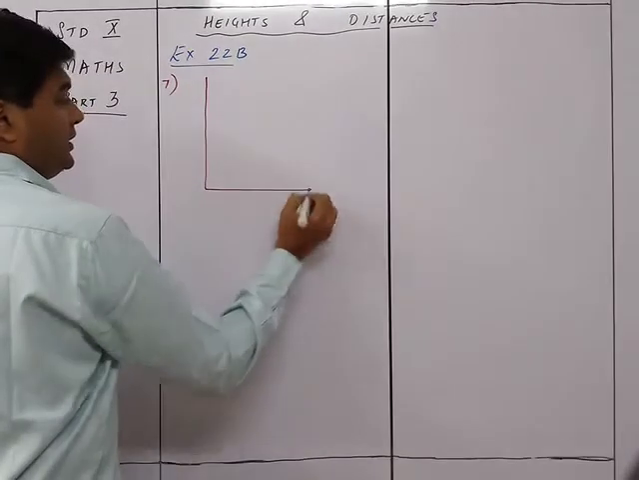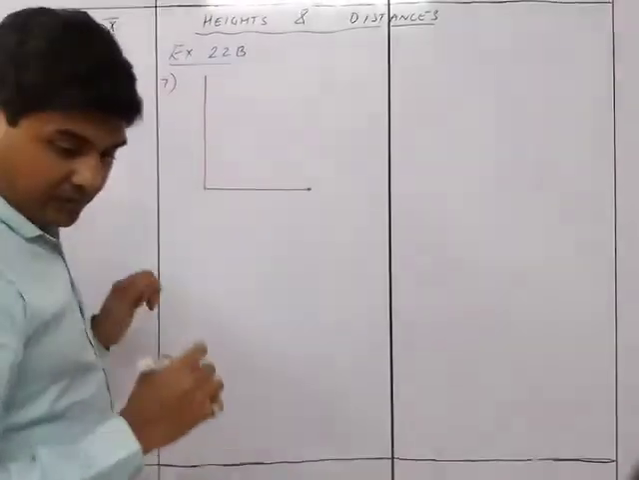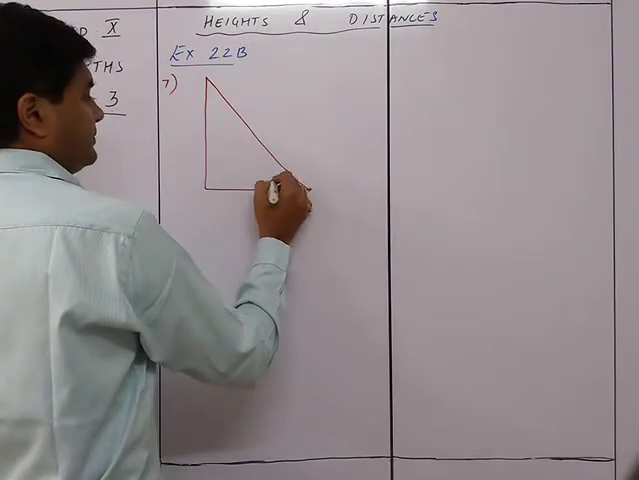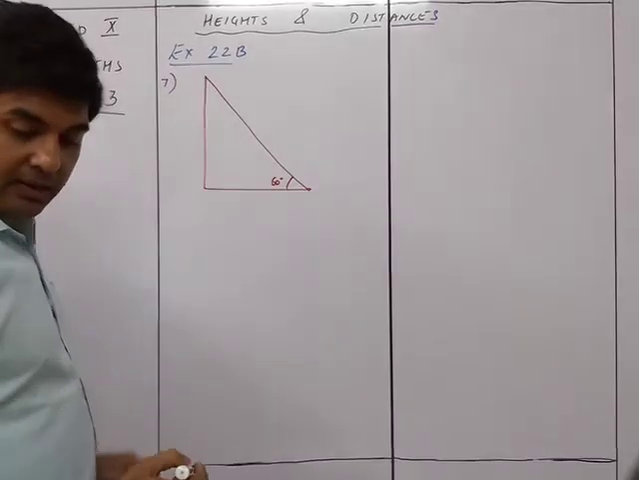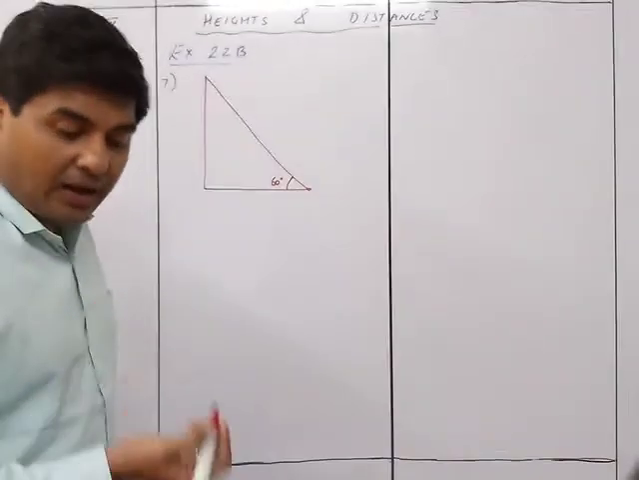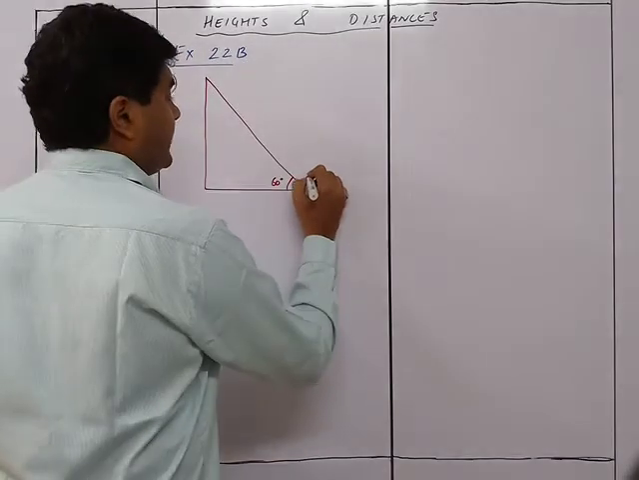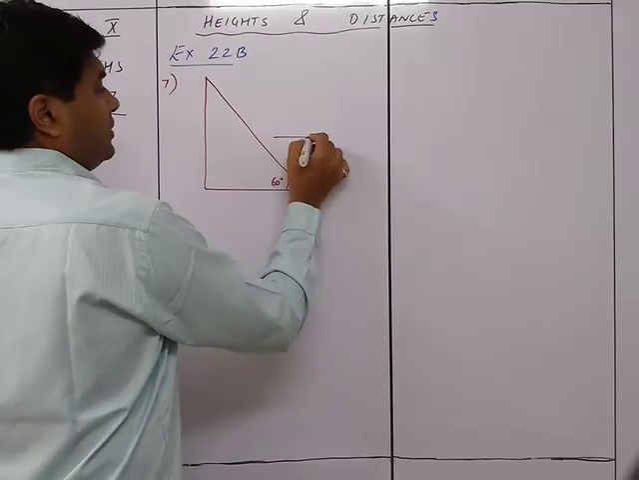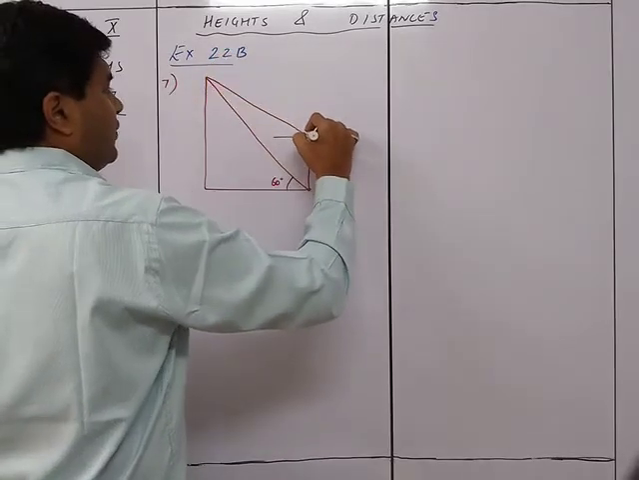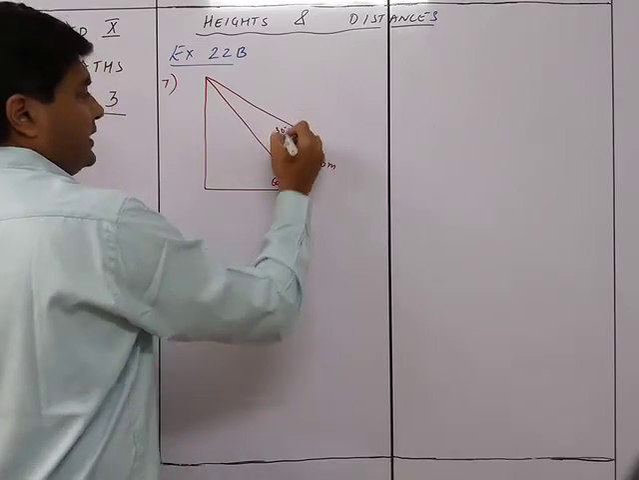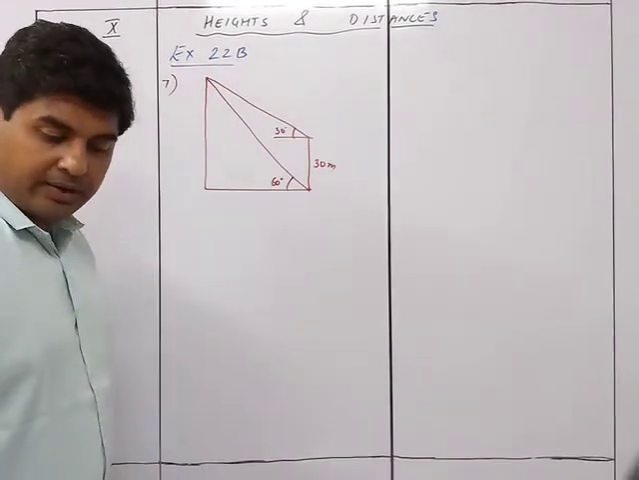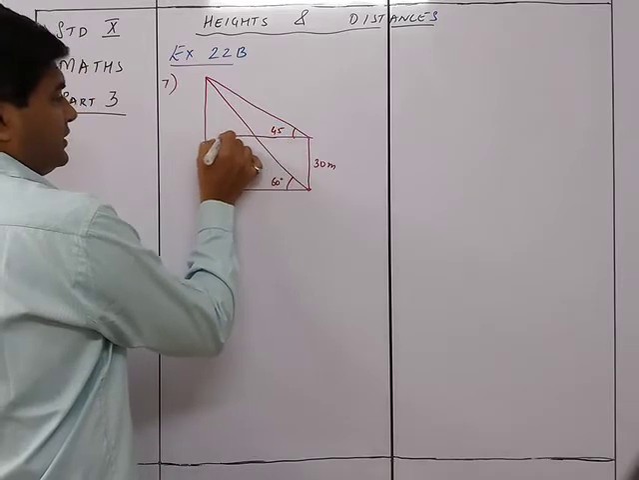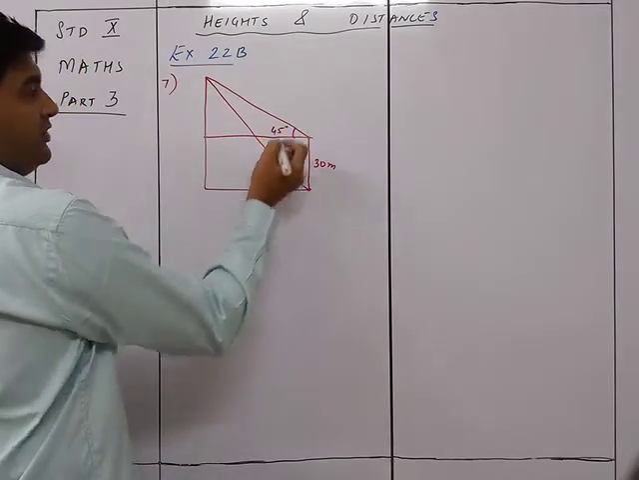You are here. The angle of elevation over here is 60 degrees, right? At a point 30 meters vertically above the first point, at this point, that is 30 meters, you can see now that the angle of elevation has become 45 degrees. Got it? So if I just draw this line like this, it is 45 degrees over here.